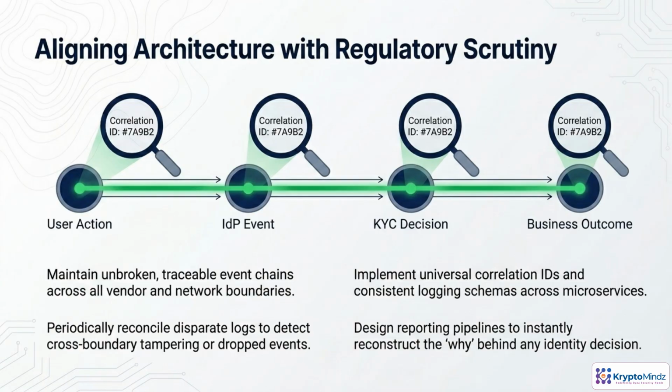Regulators don't just care that you made a decision. They care that you can prove how you got there. You want a single, unbroken story from user action, through IdP events and KYC decisions, to the final business outcome. That demands universal correlation IDs, consistent logging schemas, and append-only, reconciled logs across every vendor boundary. If an investigator asks, "Why was this customer approved or blocked?" your architecture should let you replay that decision path in seconds, cryptographically anchored.